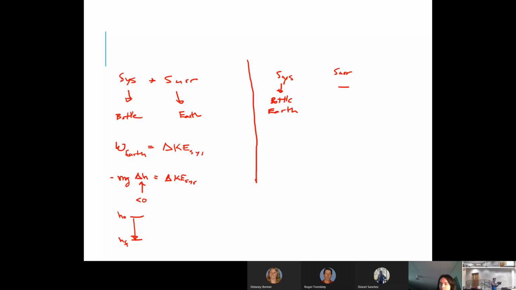Well, shoot, if there's nothing in the surroundings, can the surroundings transfer energy to my system? Survey says, no. If there's nothing in the surroundings, the work done by the surroundings has to be equal to 0. It cannot transfer energy to my system. It cannot pull energy away. There's nothing there to transfer to. Is that okay so far?